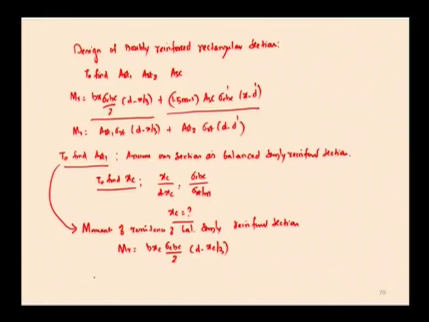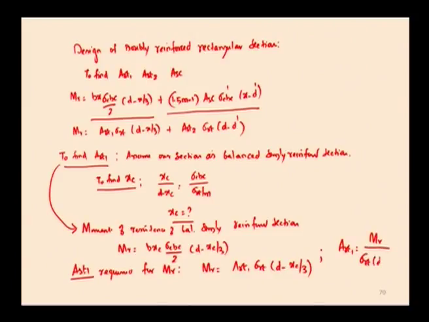the area of AST1 required for MR, that is MR is equal to AST1 into sigma ST into d minus XC by 3. From that, AST1 is equal to MR by sigma ST into d minus XC by 3. This is the expression to find out AST1 required for a balanced singly reinforced rectangular section.